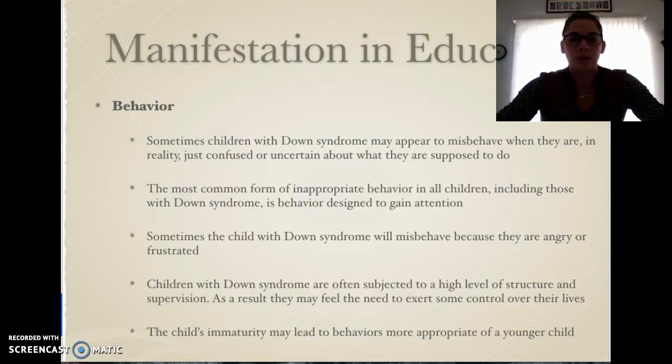Manifestation and education. All of these that I'm about to discuss have a relation to behavior in children with Down syndrome. Sometimes children with Down syndrome may appear to misbehave when they are in reality just confused or uncertain about what they're supposed to be doing. The child may not have understood the instructions that were given to the whole class, which could cause them to be frustrated. Or they may have simply forgotten what they were being told.